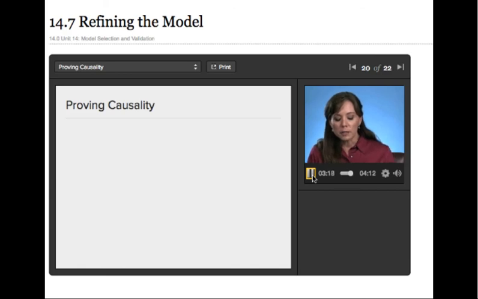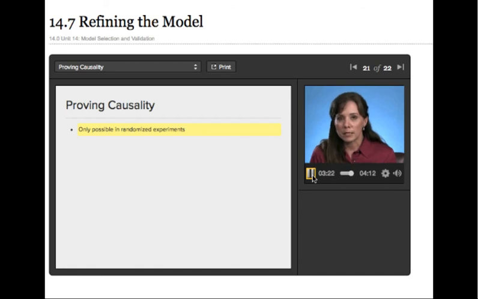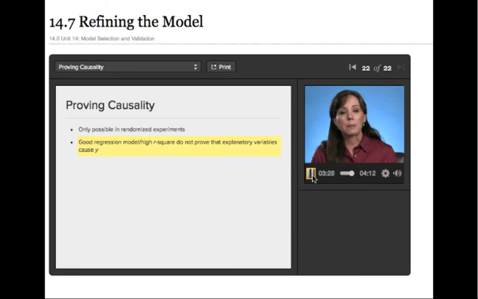Now, causal relationships between the explanatory and response variable are only possible in a randomized experiment. So just because we have a really great regression model that fits amazingly and the R-square is 90% or above, that does not mean that we can say that our combination of explanatory variables causes Y. It may be that we have left out an important variable. It may be that there are other things going on in the model that we cannot take account of. Perhaps the time the data were collected might be a factor, or the group on which they were collected.